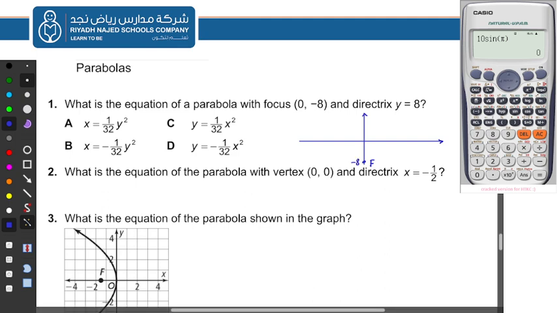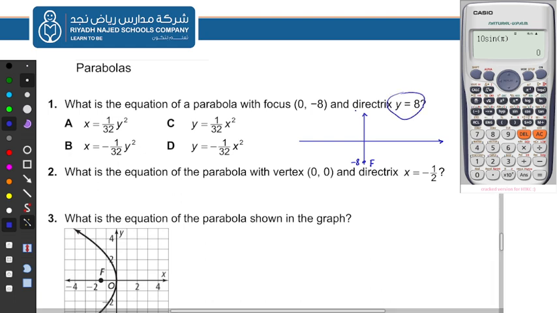And the directrix is y equals 8. This is y, and this is x. Y equals 8 is just on the opposite side, the same distance, because this is 8 and this is -8. So it must be exactly symmetrical, exactly on the opposite side. So this is 8. And since the directrix is a line, we will draw a line.